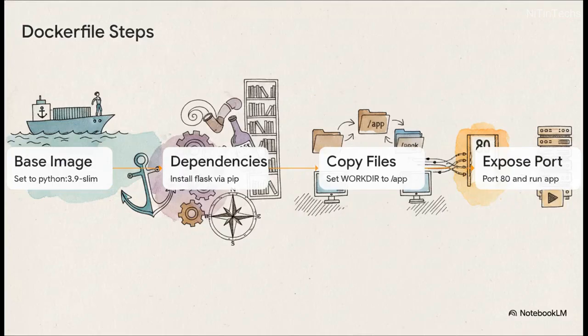Let's quickly break down exactly what's happening step by step. Step 1, we set that base image to Python 3.9 Slim. Boom, 2 best practices checked off right there. Step 2, we use the RUN command to install our dependencies, specifically grabbing Flask. Step 3, we copy our files into the app directory, and crucially, we use WORKDIR to lock in that exact location. Finally, Step 4, we expose port 80 and set the command to actually run our app. Now, that is a perfect production-ready recipe.